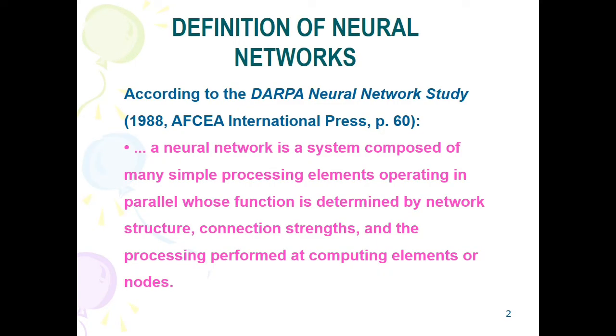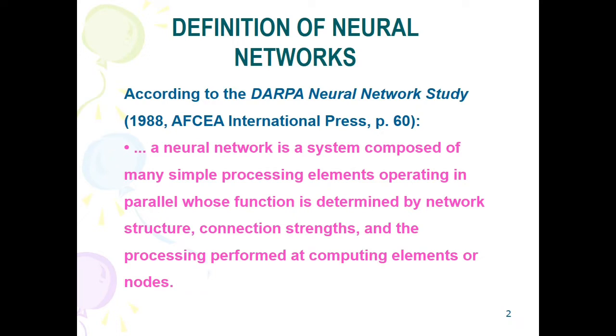According to the theory developed by DARPA, that is the DARPA Neural Network Study, presented at the AFCEA International Press Conference, a neural network is a system composed of simple processing elements operating in parallel. Neural networks have a function which operates the elements in a parallel manner, and it is determined by the network structure.